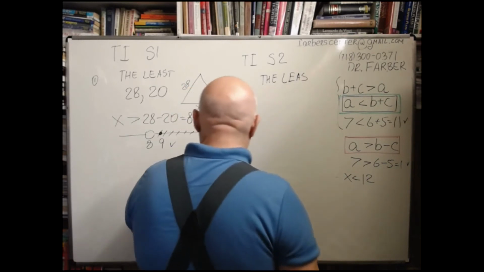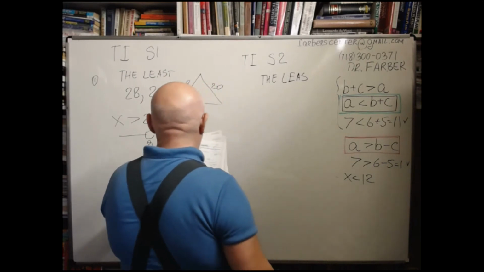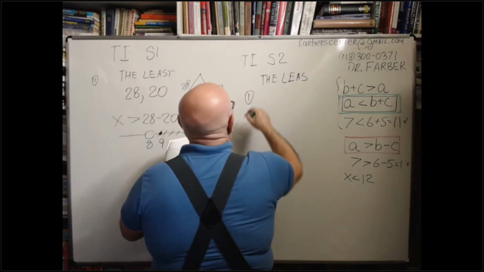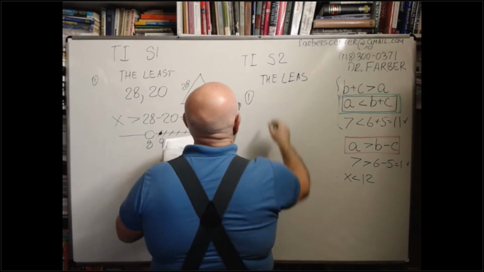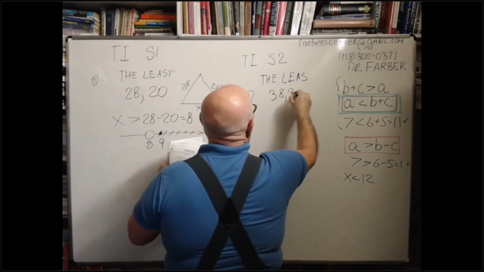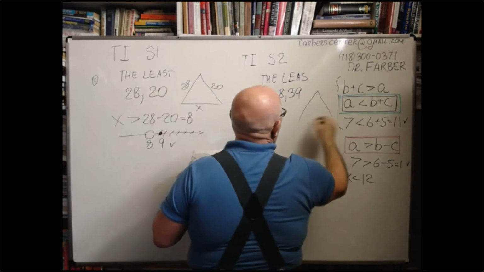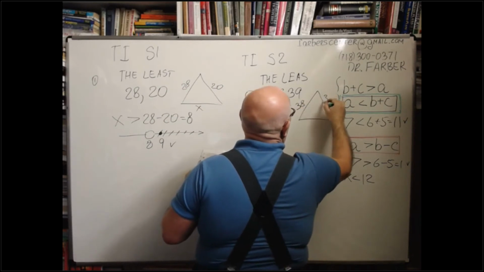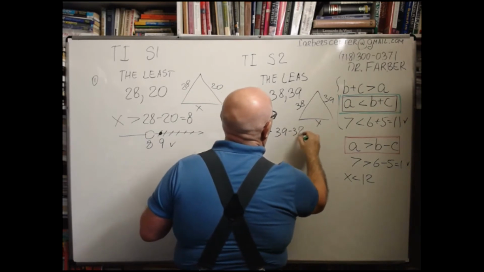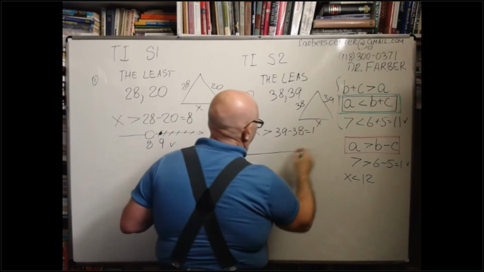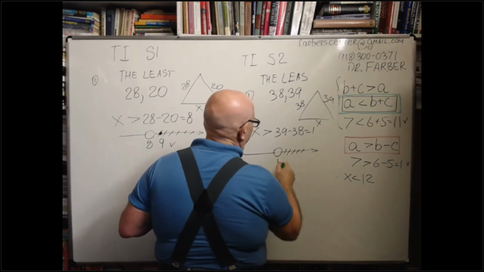And let's say I choose any of these. What number? Tell me. Let's say number 1. 38, 39. Let's use this red one. And this is 38, 39. X is greater than 39 minus 38, which is 1. Number line, 1. Shade this right part, make a hole.